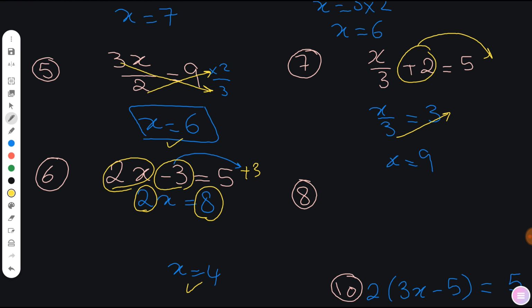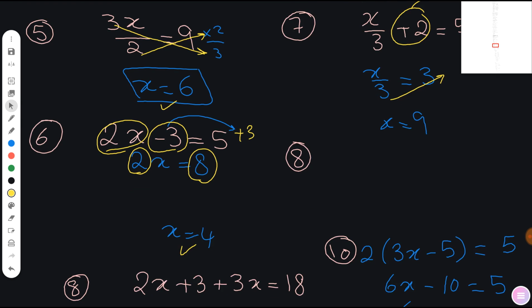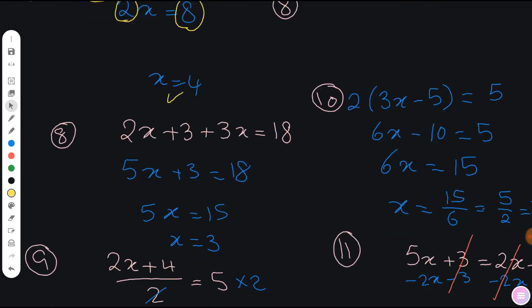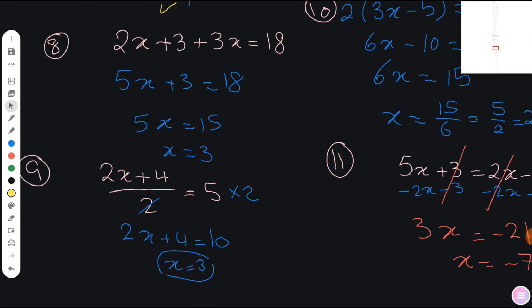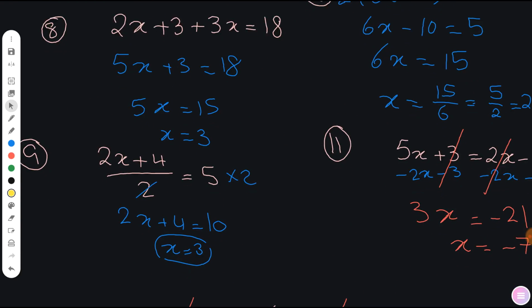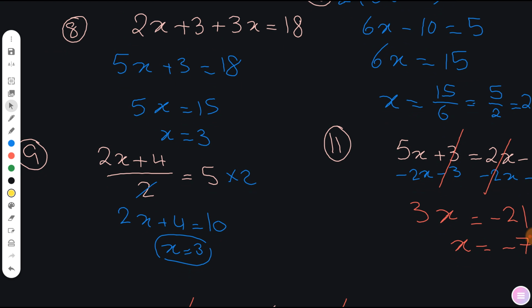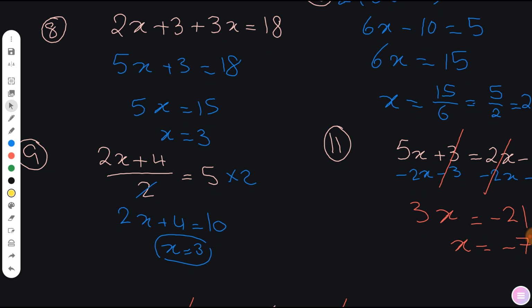Here we have an example where it's not in the simplest form, so we collect 2x plus 3x, it will be 5x plus 3 equals 18, then 5x equals 18 minus 3, it will be 15, then 15 over 5, the answer will be 3.